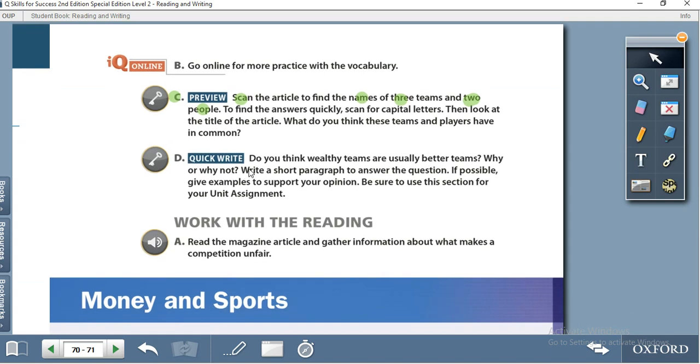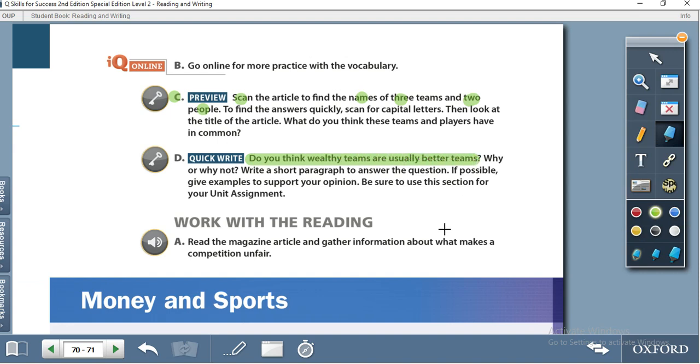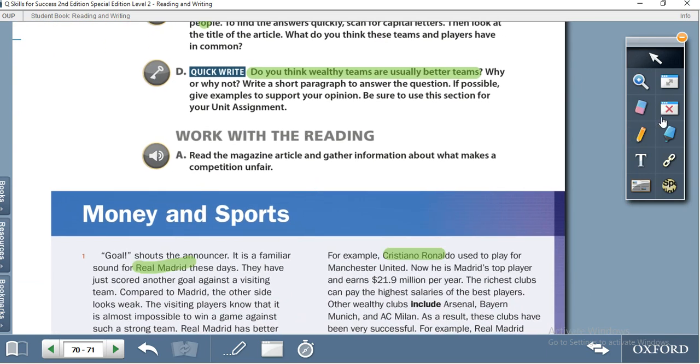Then we move to: do you think wealthy teams are usually better teams? What is your opinion? You may respond according to your knowledge. If a team has a lot of wealth, a lot of money, it will be better. It depends which field, meaning better in performance. Maybe sometimes they have a lot of good things, good equipment.